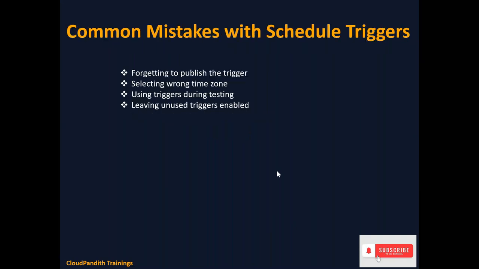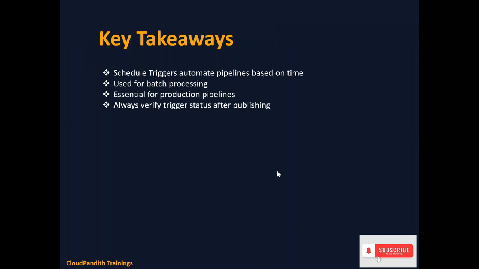Common mistakes with scheduled triggers: forgetting to publish the trigger. Selecting a wrong time zone is a problem, team. If you select a wrong time zone, your pipeline will not trigger. Similarly, leaving triggers on during testing. While testing, you shouldn't use the triggers, as it will increase the cost, because sometimes developers or testers leave unused triggers enabled, meaning they enable the trigger but do not use it. What happens? The cost will keep increasing.